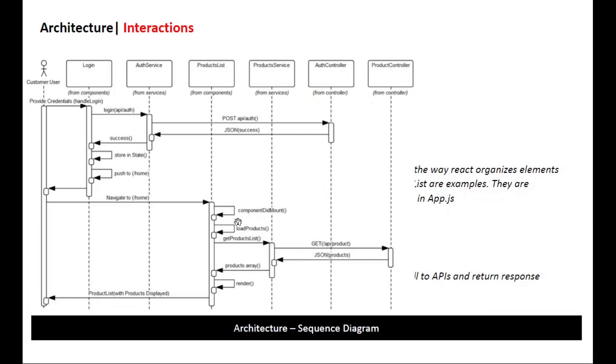In the componentDidMount of the products list, the products are loaded, and the get product list in turn calls the product service within the React services, which gets turned into a get request towards the product controller, which returns the JSON list of products, which is used to render the products list page, which is nothing but the route slash home.